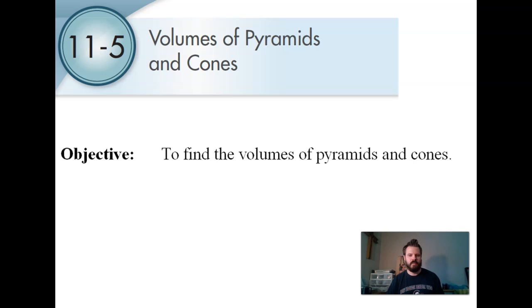Welcome back, everybody. Moving on to section 11.5 today. Okay, talking about volume again, and now we're looking back at pyramids and cones. Objective pretty simple, to find the volume of pyramids and cones.